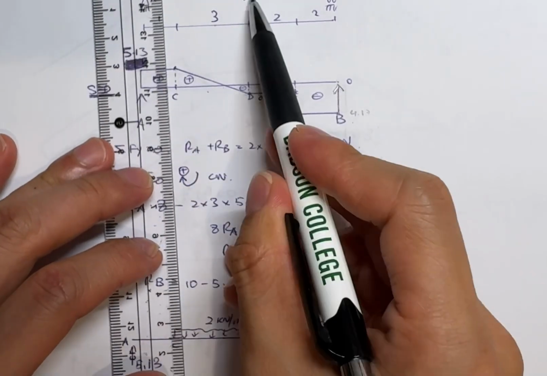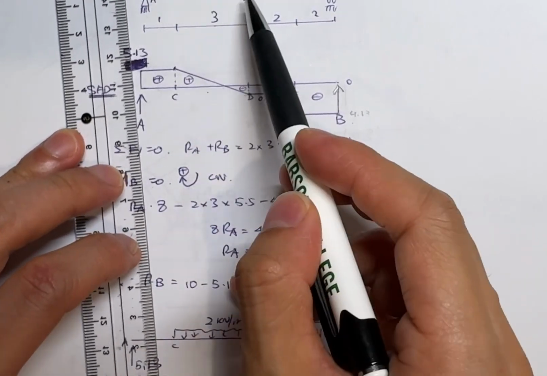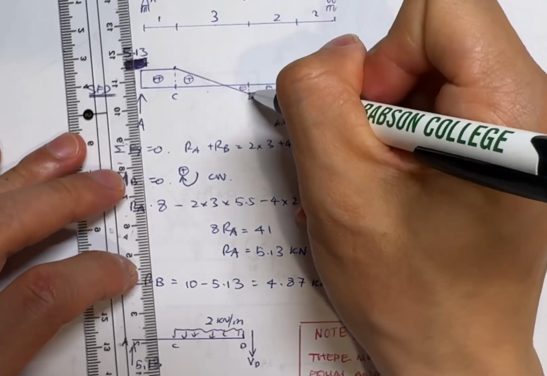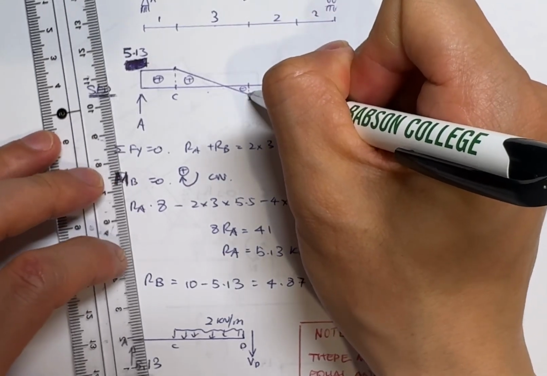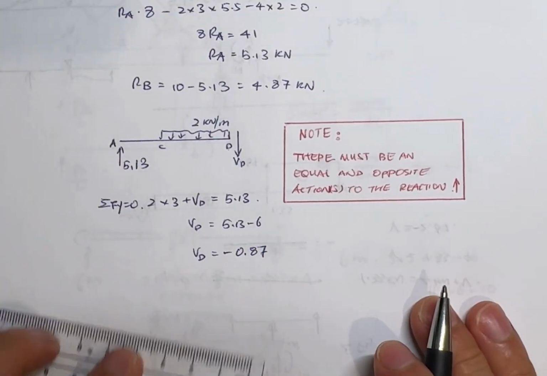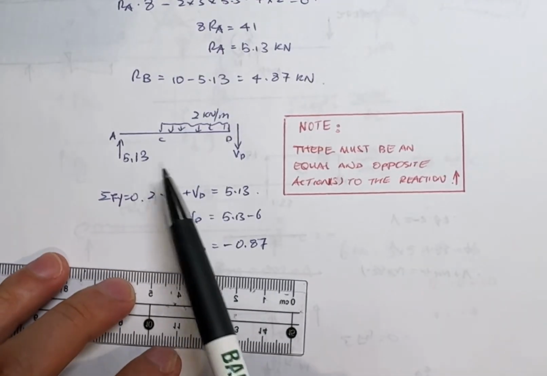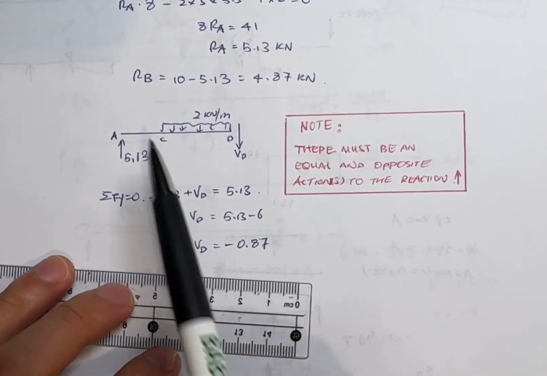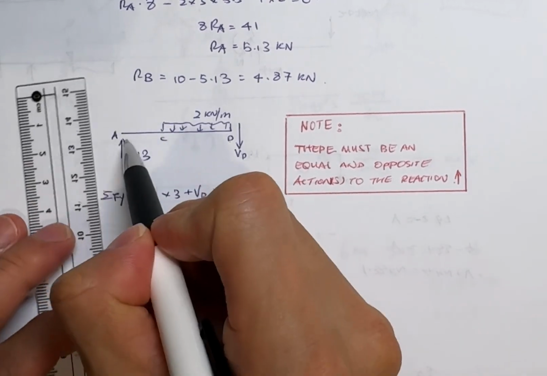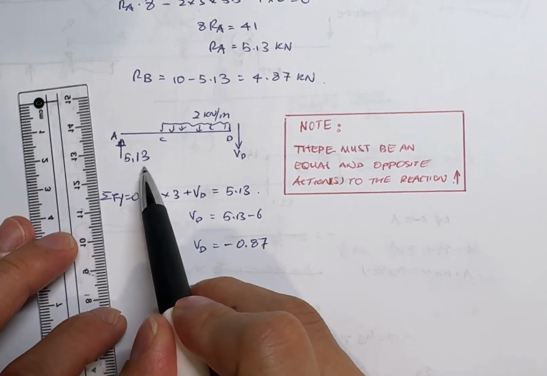And from C to D, we know it's going to be a sloped line because it's a UDL. So the matter is, what is the shear force at point D? In this case, we're going to use the method of sections to solve it. So we can separate the segment A to D out. Coming back to here, we draw a straight line, putting A and D, and we mark on the section the reaction A, which is 5.13 kilonewtons.